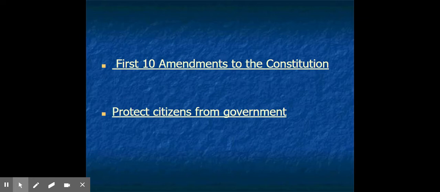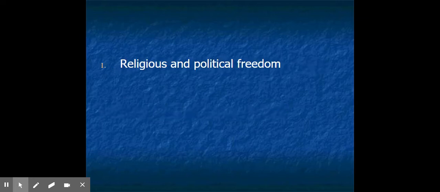Now, Amendment number 1 deals with your personal liberties. Things like freedom of speech, freedom of the press, freedom of religion, the right to assemble peacefully. Those are your personal liberties, your religious and political freedoms, in Amendment number 1. Amendment number 2 is the controversial one today. It is the right to bear arms.